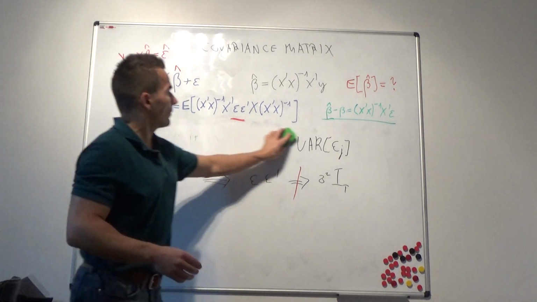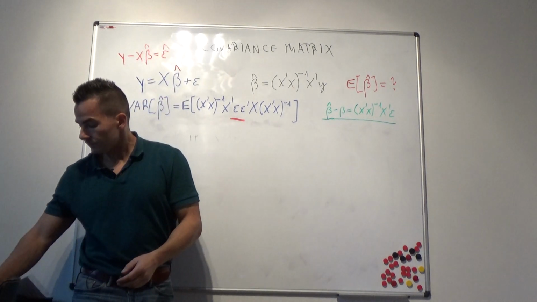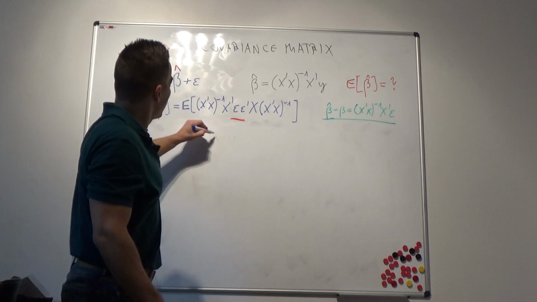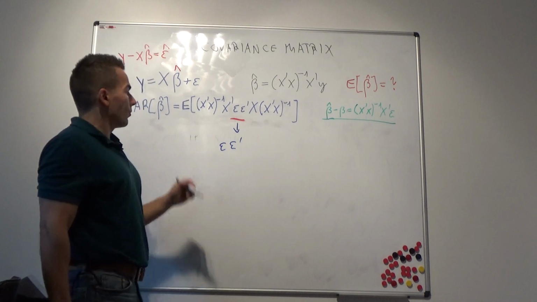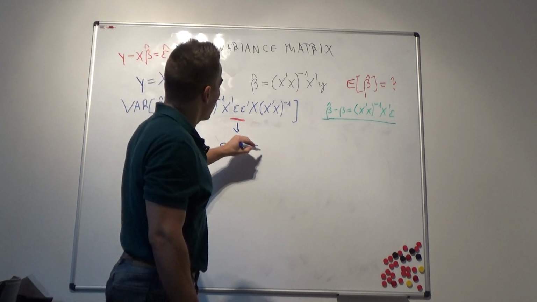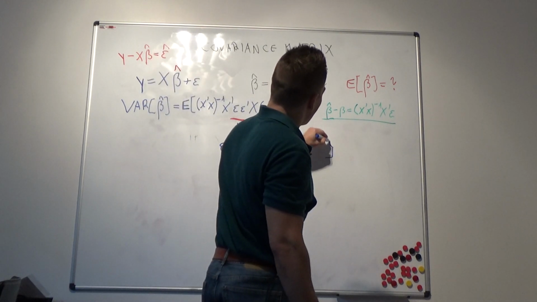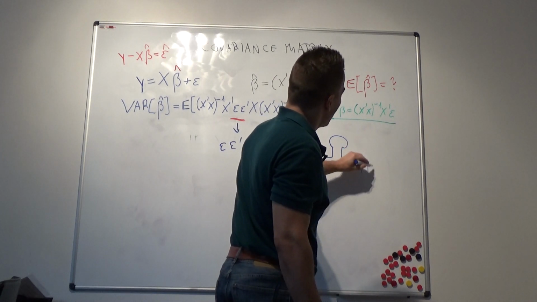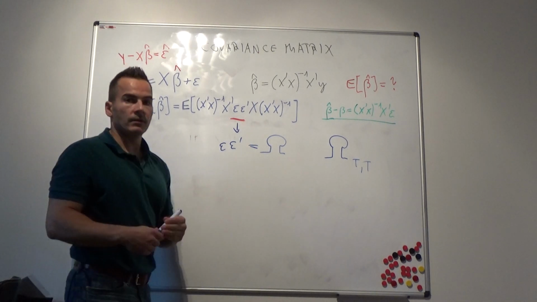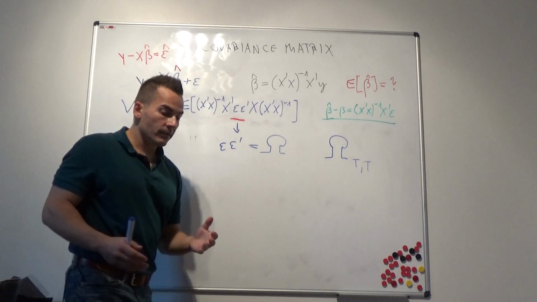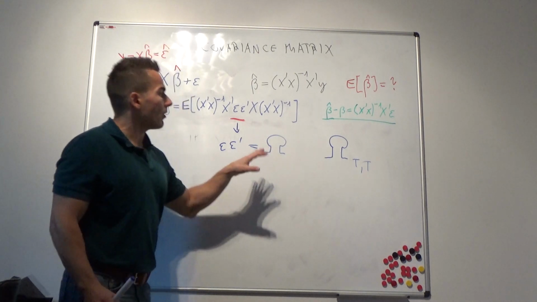So we can define our epsilon times epsilon prime, or transposed, as omega. And omega is of course a T by T matrix. So how does our omega matrix look like? In the academic literature, there are different suggestions how we can compute this omega matrix.